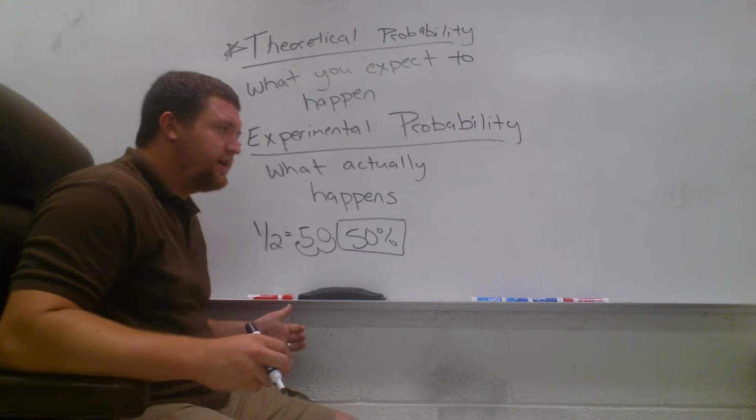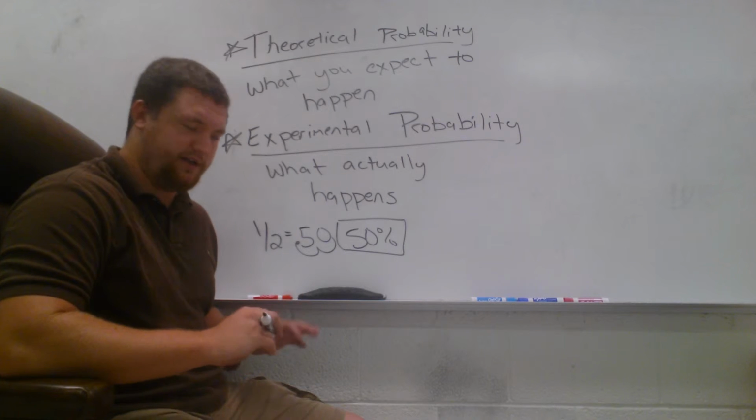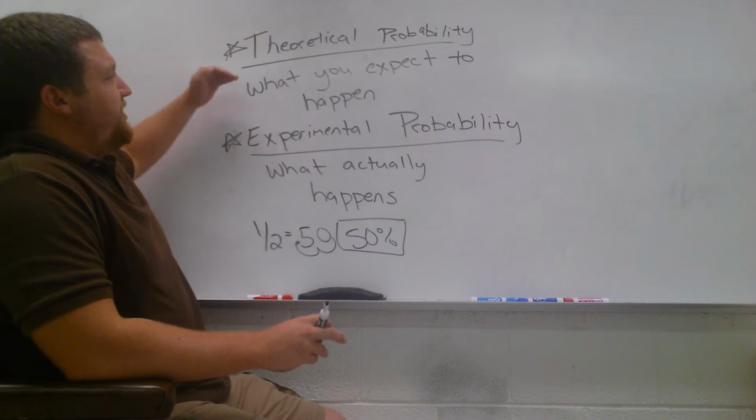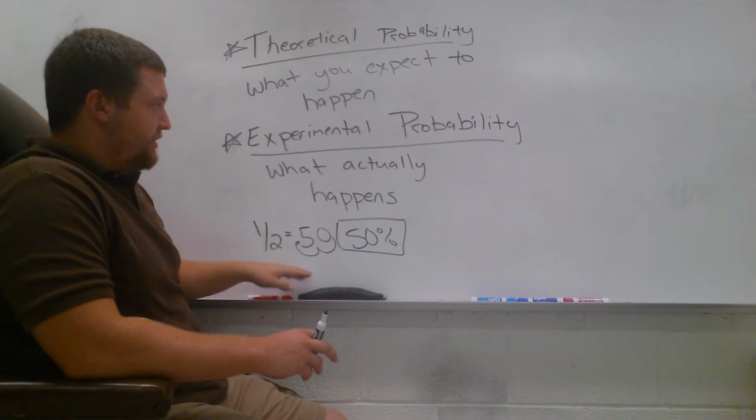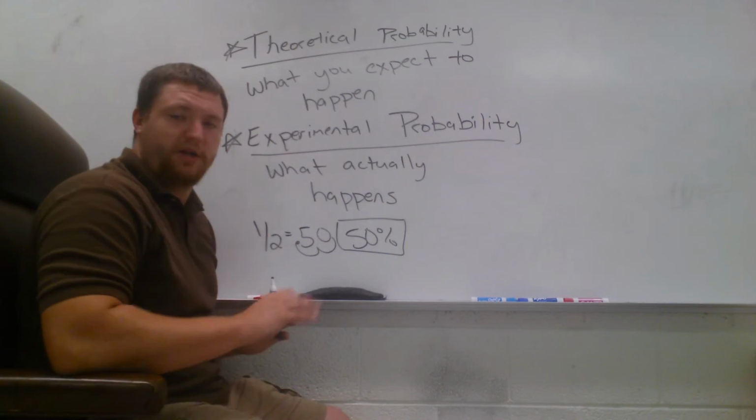Now, if I flip a coin 1,000 times, I should get heads 500 times. That isn't always the case. So, the theoretical is my 50%. The experimental is if I flipped it that many times, what I actually get. And we're going to do that right now. But not 1,000. Don't worry.